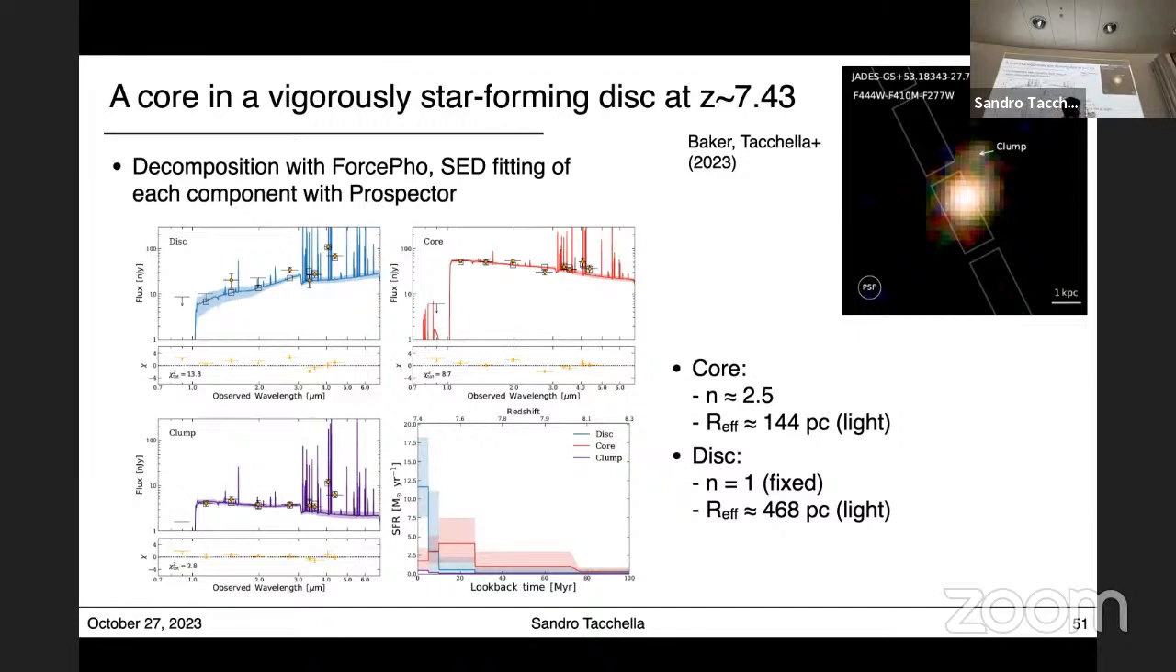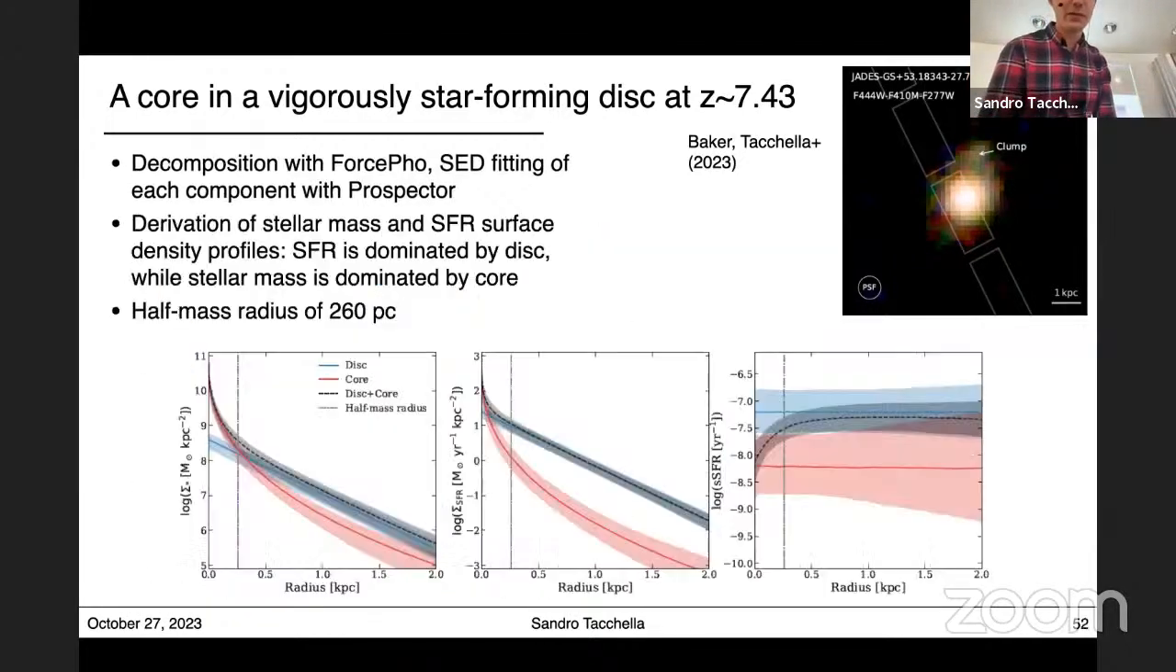The core, we find, has a half-light radius of the order of 140 parsecs. For the disk, it's towards 500 parsecs. And what we see is that the star formation histories are slightly different. The disks seem to be going up very rapidly, whereas the core is more constant. And so we have been able to measure the star formation rates and stellar masses for those components, and then basically infer the stellar mass profiles.